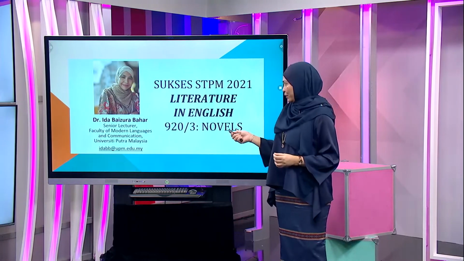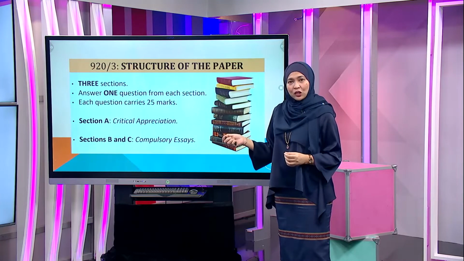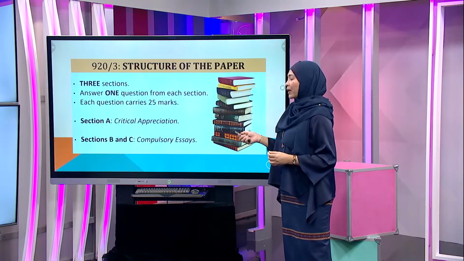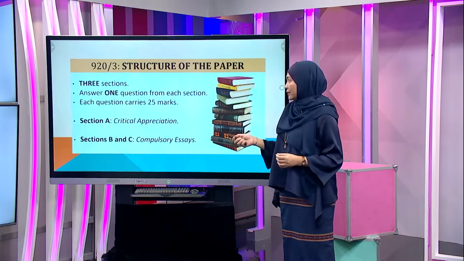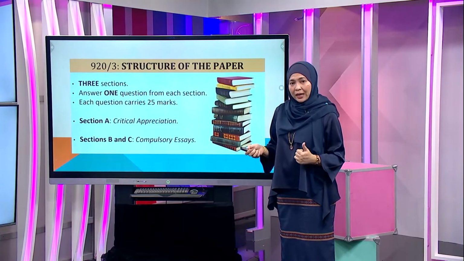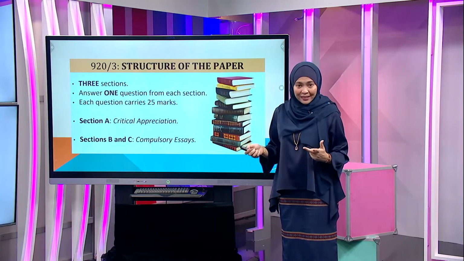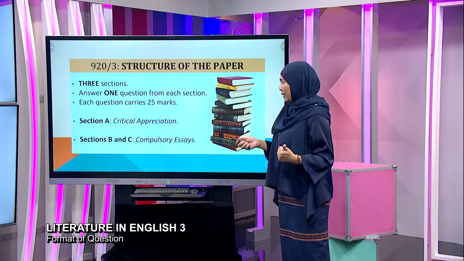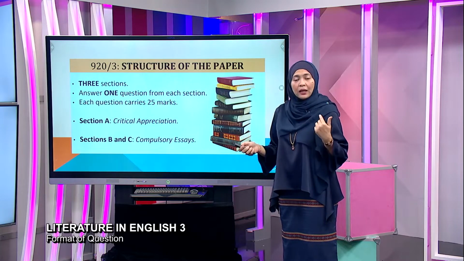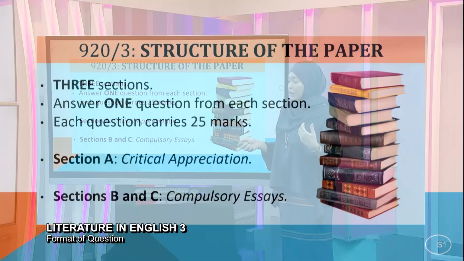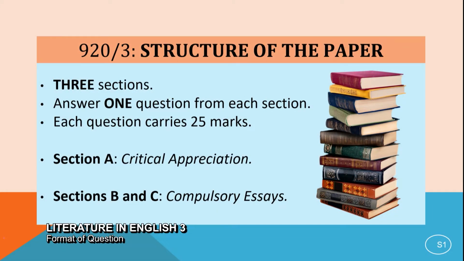So for this session it is Literature in English 920/3 for novels. And we will begin with the structure of the paper. The paper has 3 sections: Section A, Section B, and Section C. Section A has 2 questions in which candidates are supposed to choose only one question to answer. And from sections B and C, there are 2 compulsory essays. Each question will carry 25 marks, so the overall marks will be 75.